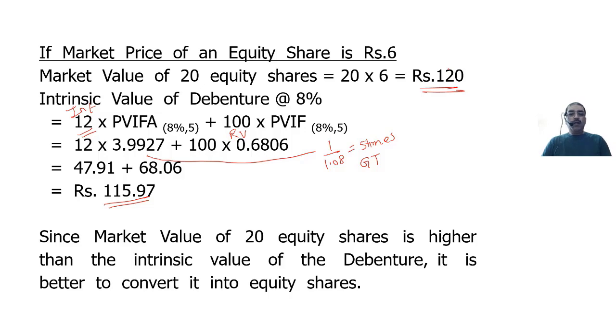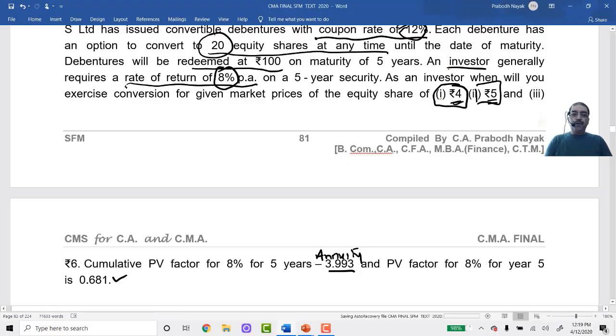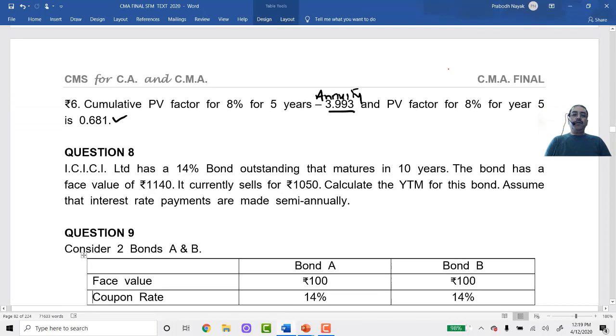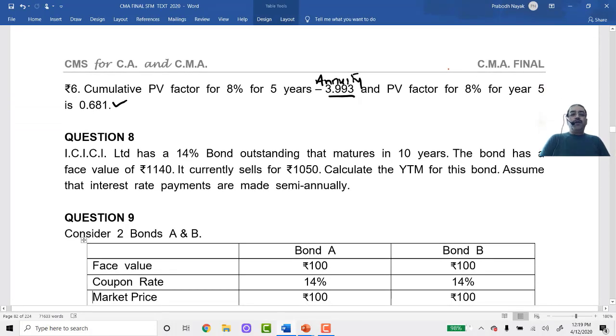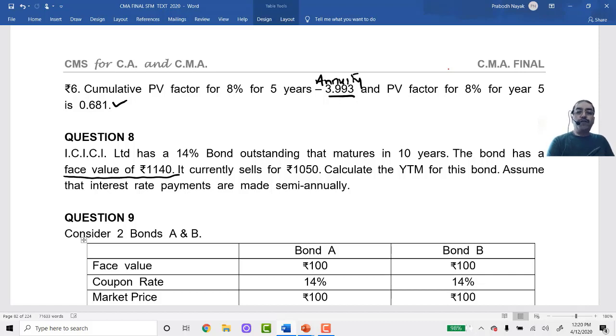Okay. Now let us go to question number 8. Very simple question. ICICI Limited has a 14% bond outstanding that matures in 10 years. The bond has a face value of rupees 1140. It currently sells for rupees 1050. Face value, very important. Always underline the face value when you come across it. Currently sells for 1050, that is the intrinsic value, the value of the bond. Calculate the YTM of the bond.